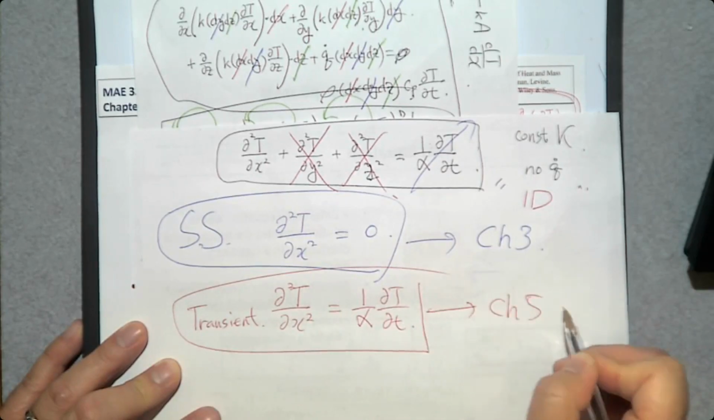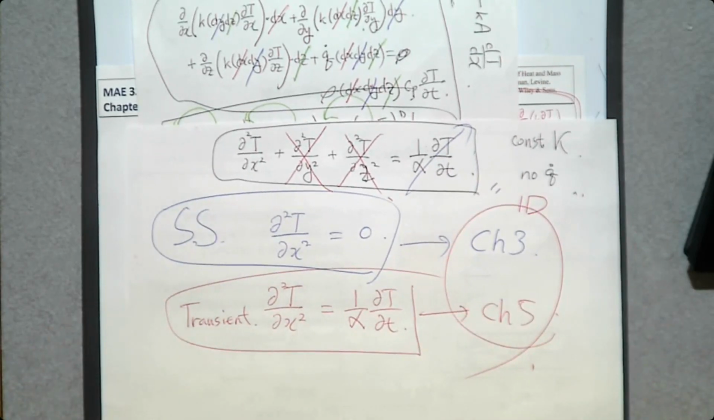Where do we study this? Chapter 5. So we have 2 chapters: steady state heat transfer, 1 dimension, in chapter 3, and transient heat transfer in chapter 5. These 2 are the main chapters for heat conduction, and these 2 chapters are those covered by your second exam.